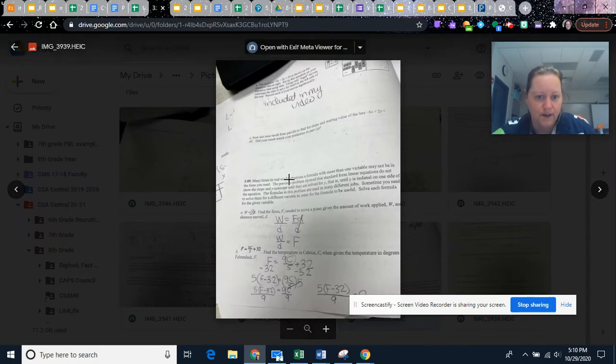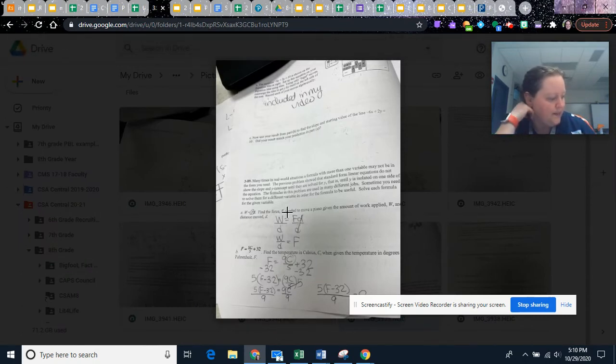So now what we're going to do, so we're down here, and it says many times in the real world situations, a formula with more than one variable may not be in the form you need. The previous problem showed the standard form of linear equations do not show the slope and y-intercept until they're solved for y. That is, until y is isolated on one side of the equation. The formula and the problem are used in many different jobs. Sometimes you need to solve for a different variable in order for the formula to be useful. So solve each formula for the given variable.